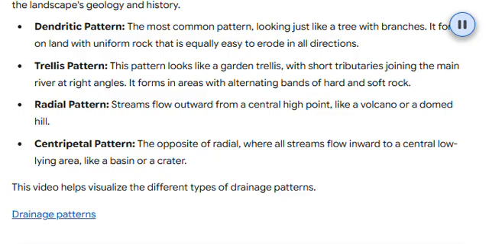Radial pattern. Streams flow outward from a central high point, like a volcano or a domed hill. Centripetal pattern. The opposite of radial, where all streams flow inward to a central low-lying area, like a basin or a crater.